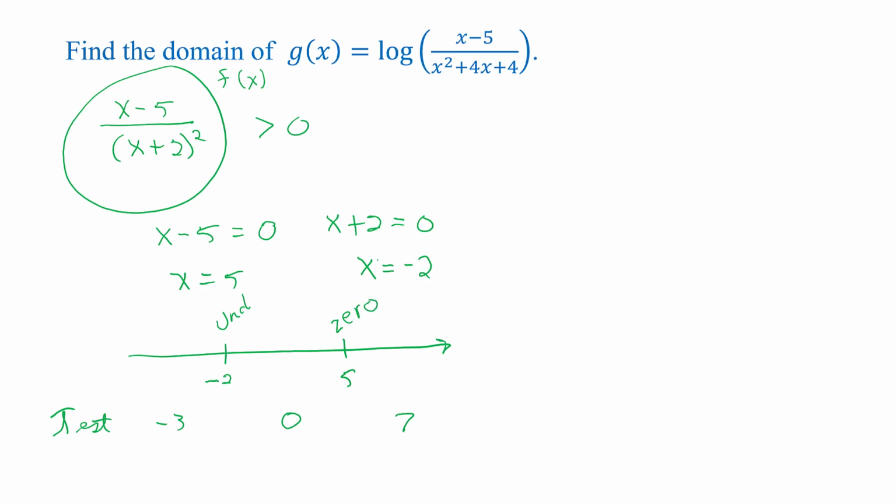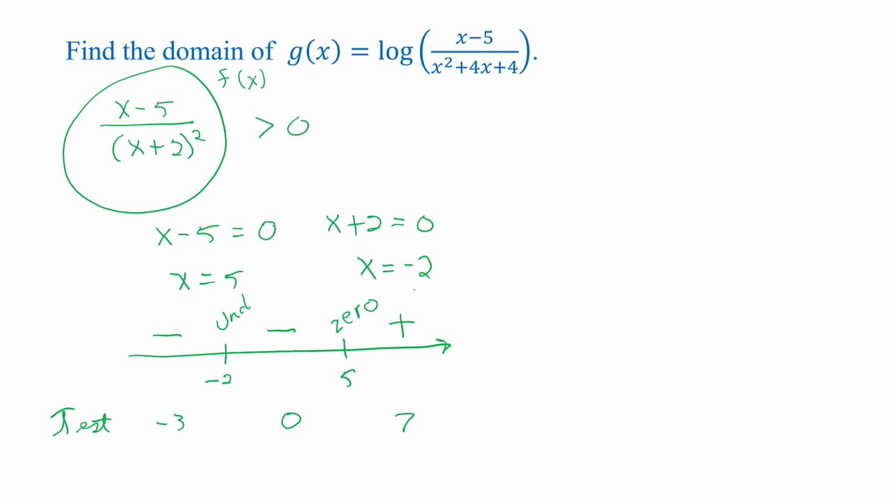And now let's go on to test x equals negative 3. We'd have negative 3 minus 5, which is negative, over negative 3 plus 2 squared, which is positive, resulting in negative y values to the left of x equals negative 2. Plugging in 0, we have a negative over a positive for negative y values in that region. Plugging in 7, we would have positive over positive, which gives us positive y values to the right of x equals 5.